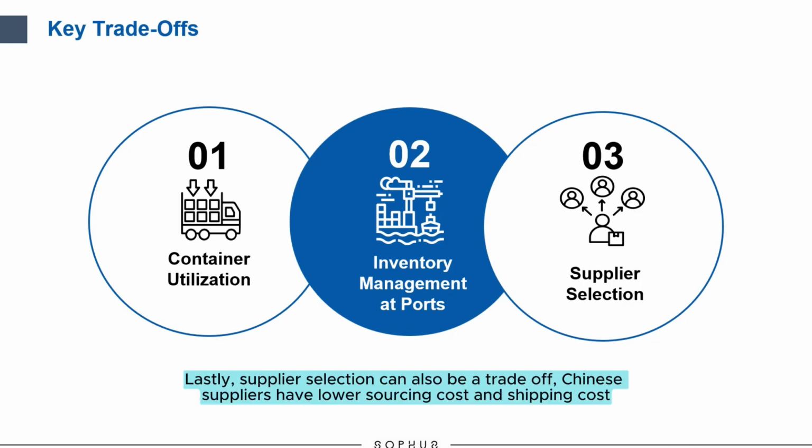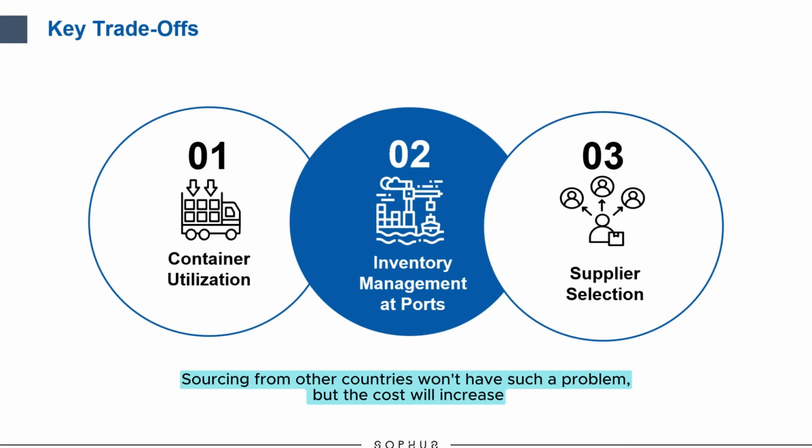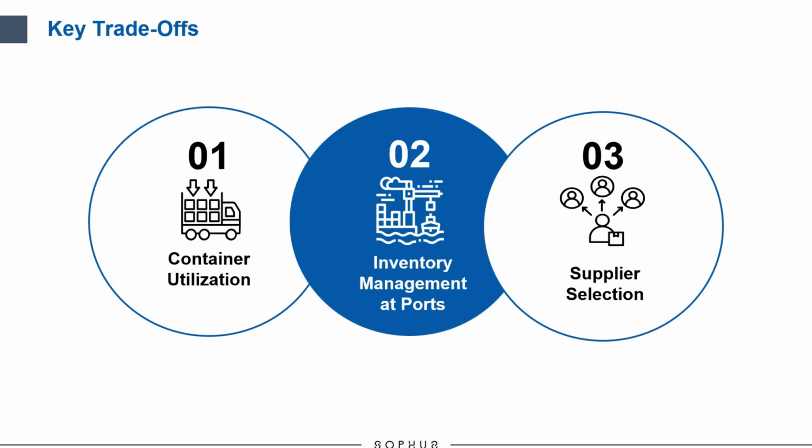Lastly, supplier selection can also be a trade-off. Chinese suppliers have lower sourcing cost and shipping cost, but might easily be affected by other factors, like trade war. Sourcing from other countries won't have such a problem, but the cost will increase.